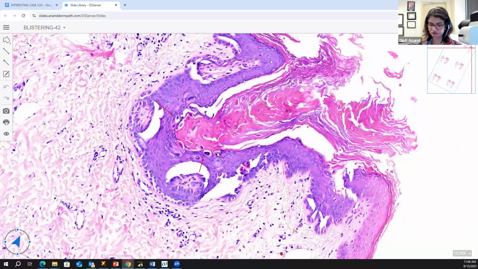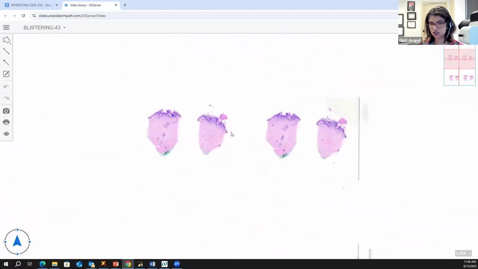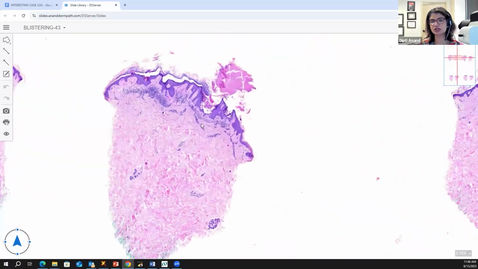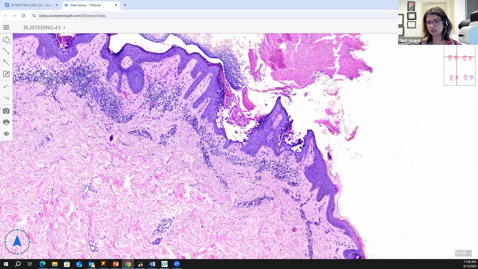So what are the findings that you are going to use to distinguish between these entities? Remember that Darier's disease, the other name of it is keratosis follicularis. So again, the involvement of the hair follicles would be an important finding. If you see a hair follicle which has been involved, that is going to be your Darier's disease. If you see absence of follicular involvement, that would be Grover's disease.